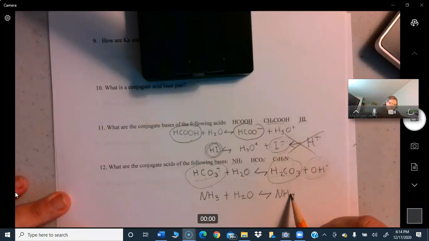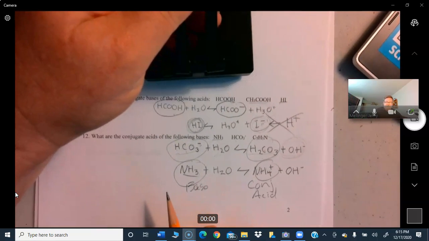And since it was just a proton without its electron, it has a positive charge now. And like any base, it leaves a hydroxide in the solution. So this is the base, and this is the conjugate acid of that base. Okay, they work in pairs.